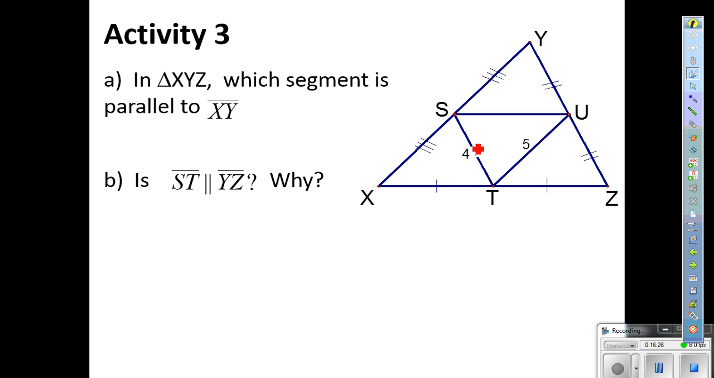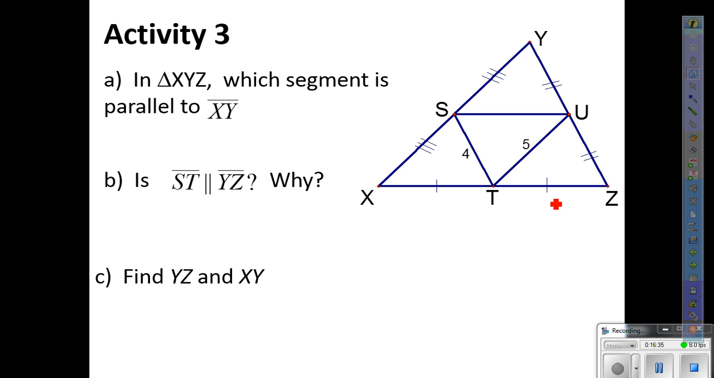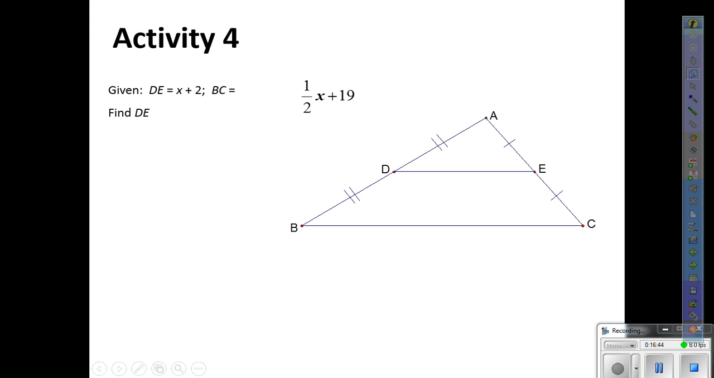Is ST parallel to YZ? So let's see, ST is parallel to YZ because those are equal and these are all mid-segments. This mid-segment is parallel to that side. And then we already found YZ was equal to 8 and XY was equal to 10. Now, what if they give me x's?